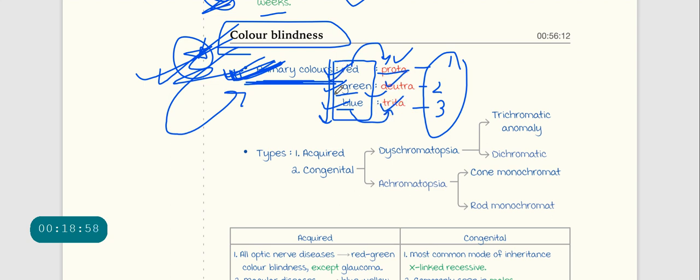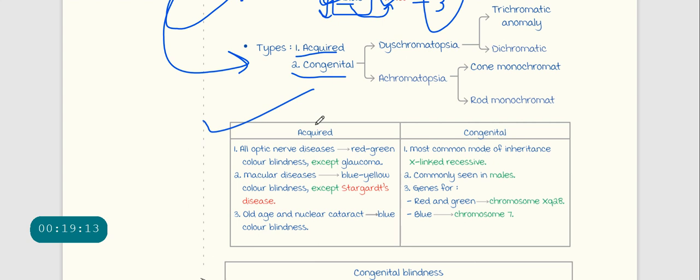Now color blindness could be of two types: acquired color blindness and congenital color blindness. Let's discuss the difference between these two. In acquired color blindness, all optic nerve diseases cause red and green color blindness. Important, remember which color blindness is seen in the acquired one: red and green, except in glaucoma patients. In glaucoma patients it is not seen.